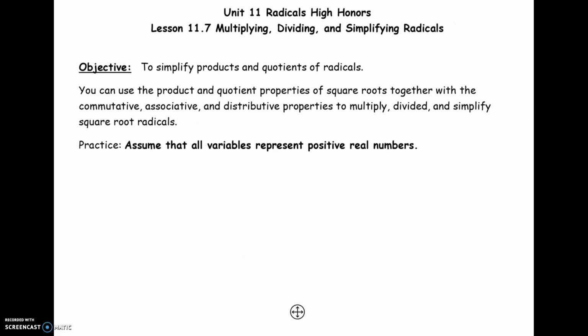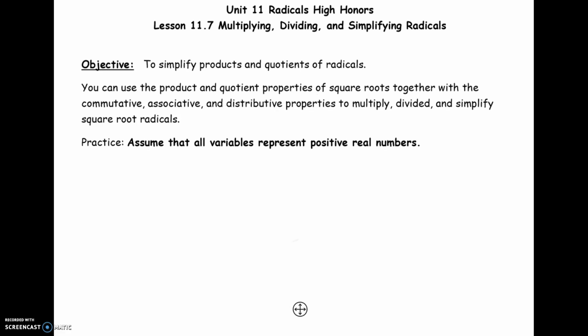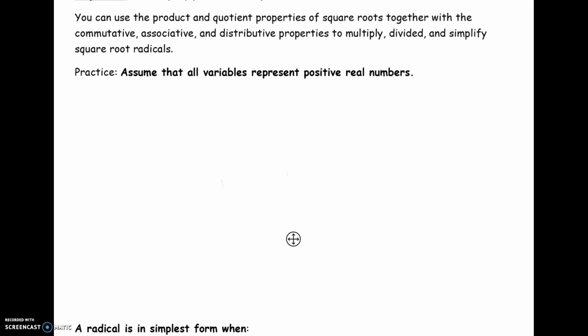Good morning. So we're moving on to our next lesson where we're still simplifying radicals, but we'll be multiplying radicals together and looking at some quotients also. And while we do that, just a reminder that you can use the product and quotient properties of square roots together with commutative, associative, and distributive properties when you multiply, divide, and simplify square root radicals.